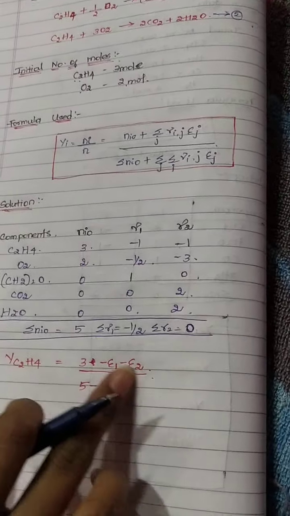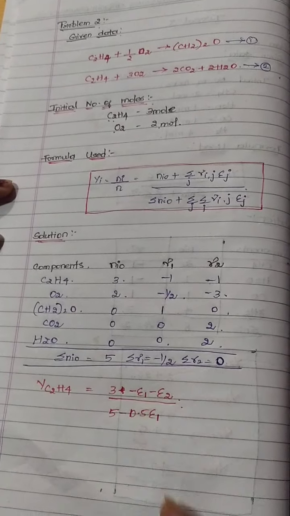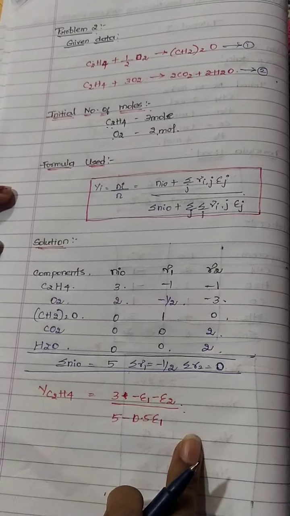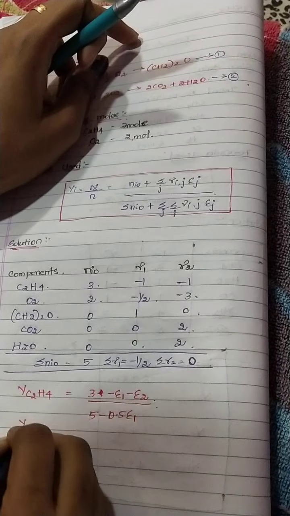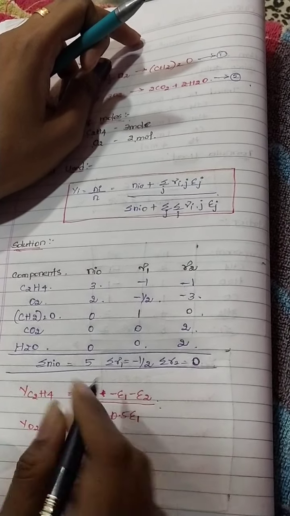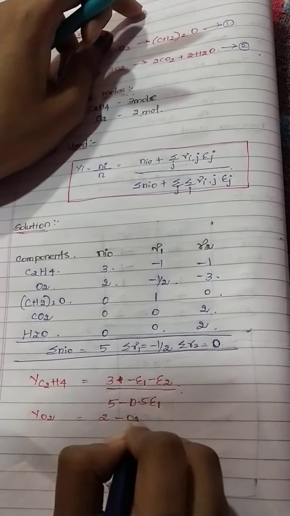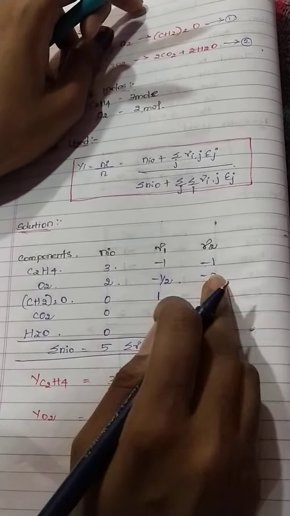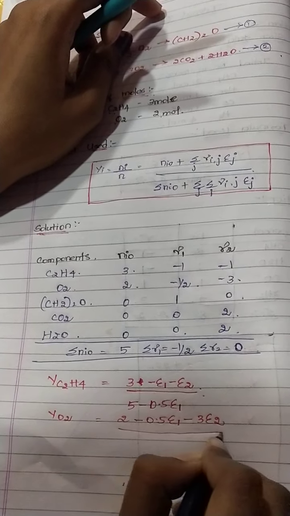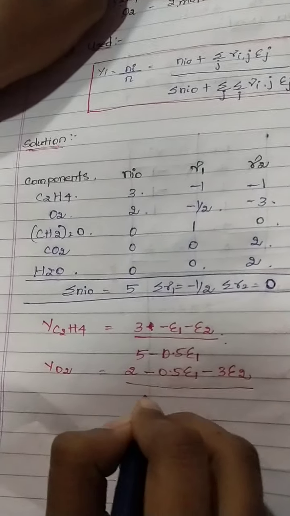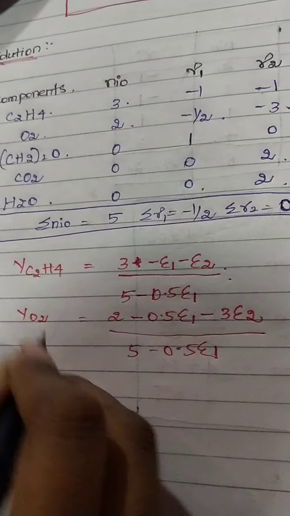Again, in this problem also the denominator will be the same for all the components. So once you finish, you can just copy it for all the components. But be sure that you wrote it correctly, since if one is wrong, all will go wrong. So the next component is O2. It will be 2 minus 0.5 epsilon 1 minus 3 epsilon 2, divided by the same 5 minus 0.5 epsilon 1.